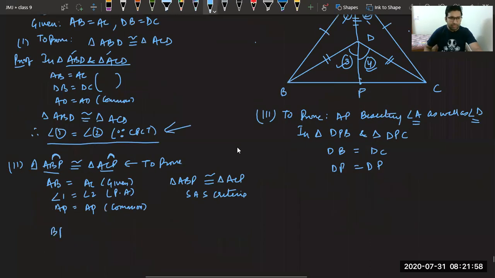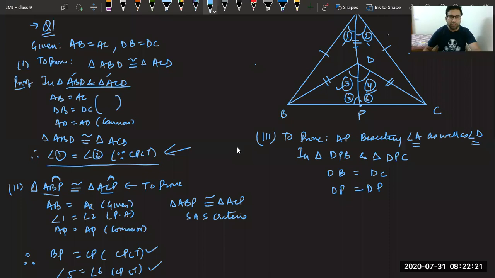By CPCT we can say BP equal to CP. Also we can say angle P equal to angle P, these angles. Suppose I take it as 5 and this as 6. Angle 5 equal to angle 6 by CPCT. Now you can use any of them to prove this congruent. Suppose I take BP equal to CP, proved above. I can say the triangles are congruent by SSS criteria. Yes class, we can prove by SSS.